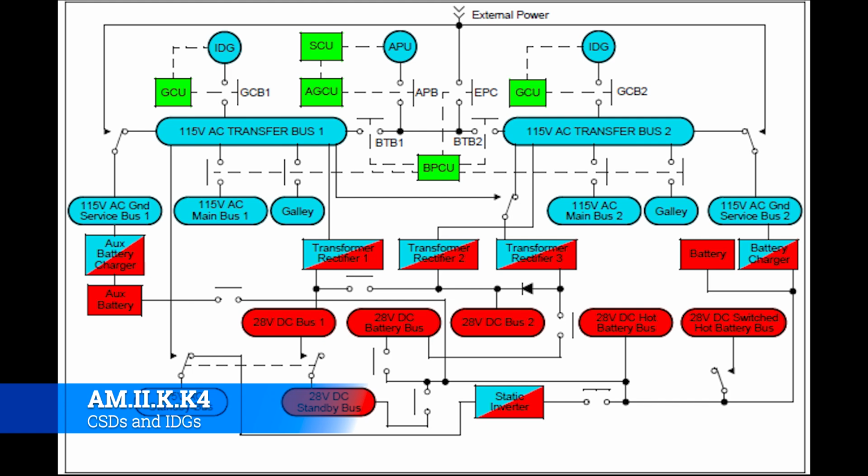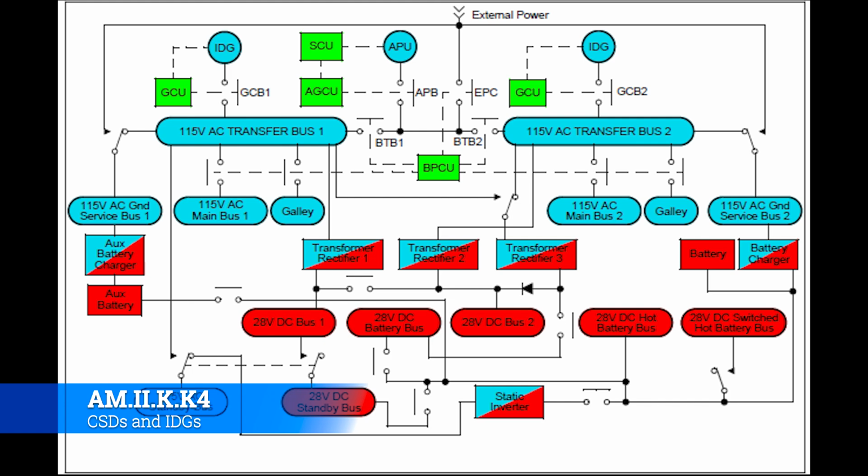And so anything that's red is DC, anything blue is AC. So TRU takes your AC power and converts to DC power and sends it all out, or vice versa, depending on how you arrange it. Then you have your 28 volt DC bus, 28 volt DC battery bus, which is different because that means it's directly tied to the battery, as opposed to getting DC power from somewhere else. 28 volt DC bus 2, the hot battery bus. Now let's talk about what a hot battery bus is.